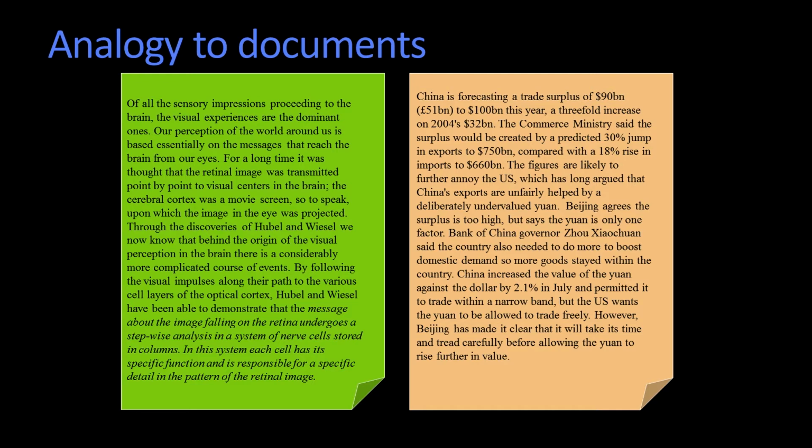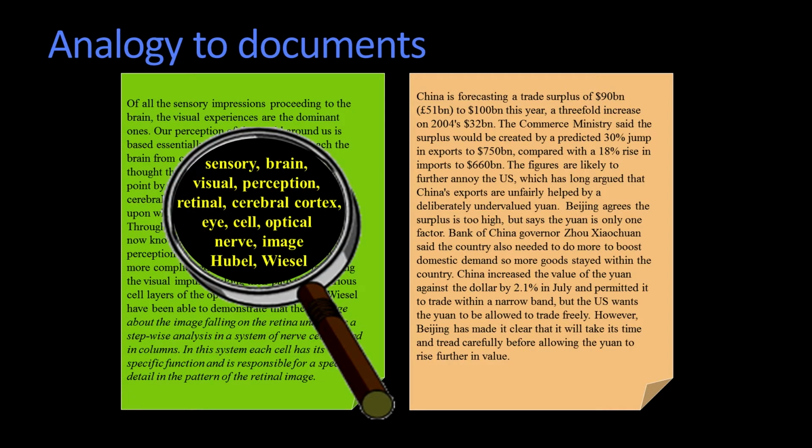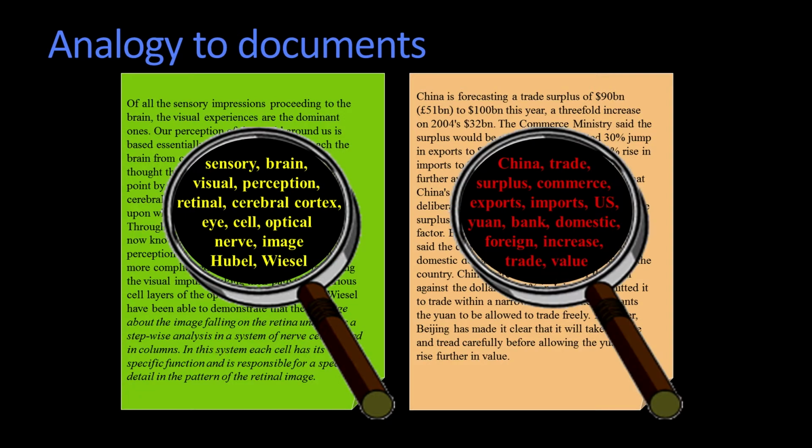Instead, we're going to focus on how you would use that in a way that relates to the SVMs that we just talked about in order to do recognition. So we're going to continue with our analogy to documents. Here I have two different documents. If you take a look at the document on the left, you'll see a whole bunch of words in here: sensory, brain, visual, perception, etc. Nerve, image, Hubel, Wiesel. Hubel and Wiesel, by the way, are people who won the Nobel Prize for understanding what goes on in the visual cortex of the cat. And here's another document: China, trade, surplus, exports, domestic, foreign, increased, trade, value.